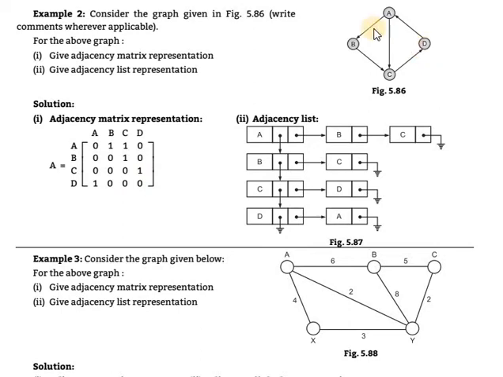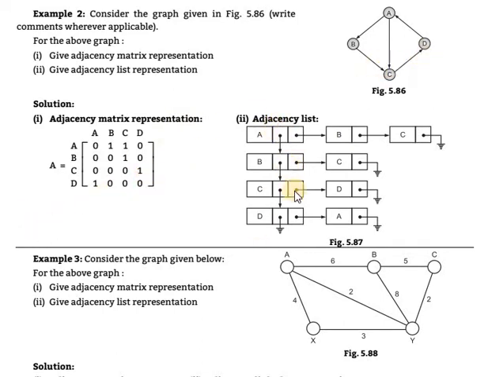D to A, the edge is going, so write 1. D to B is not, D to C is also not, so write 0, and D to D also 0.